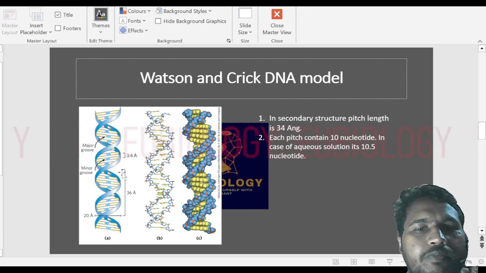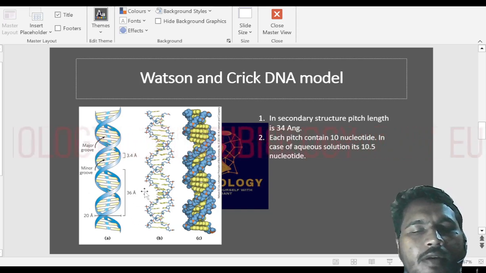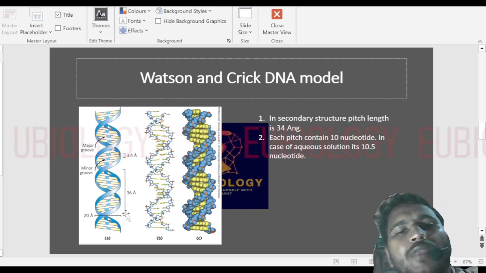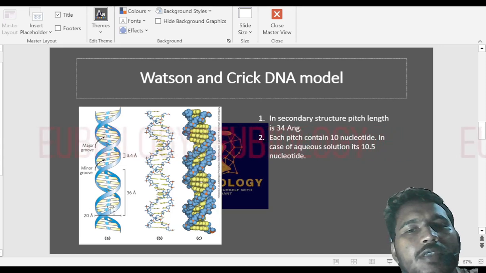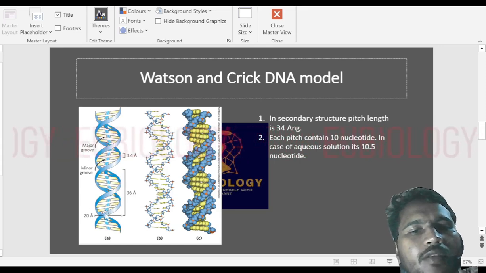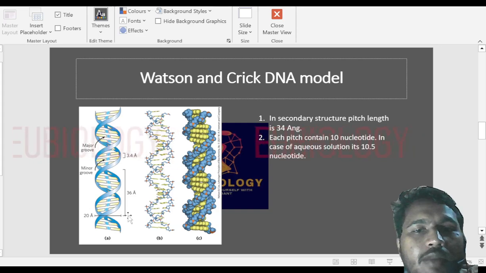So the distance between two nitrogenous bases will be 3.4 angstrom. The numbers are a little bit off because it should be 34 angstrom, and that is because of this structure. The secondary structure pitch length will be 34 angstrom, but this is the primary structure, which is 36 angstrom. So it is because of the secondary and primary structure.